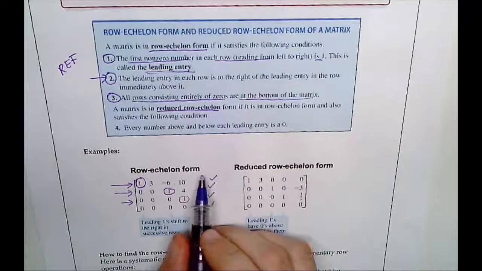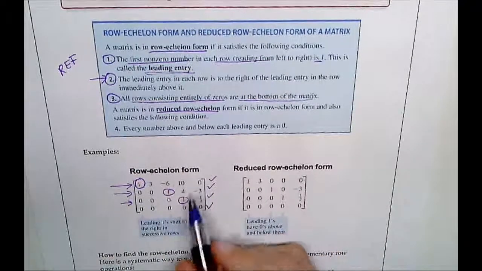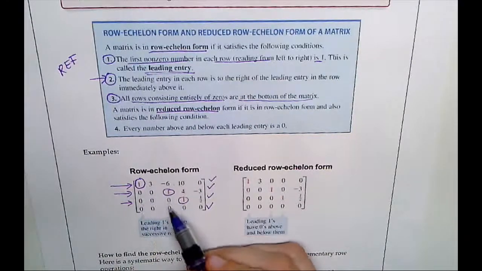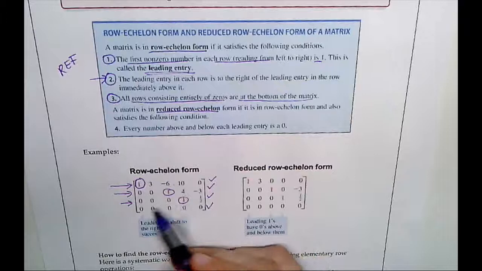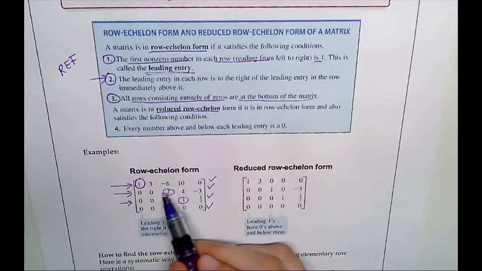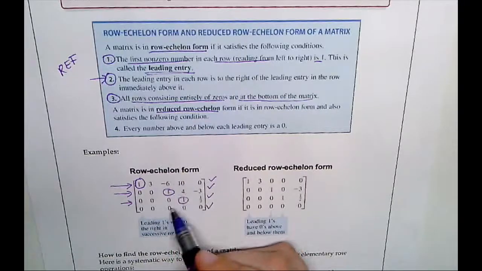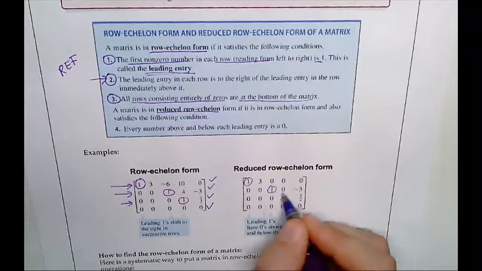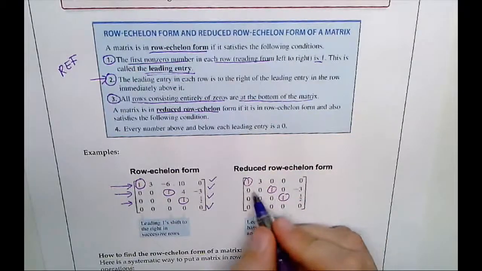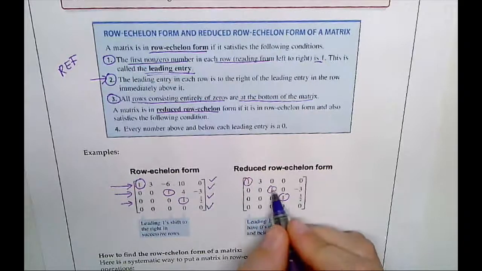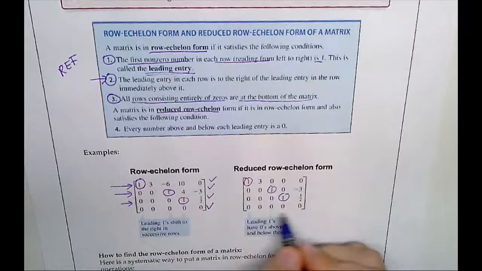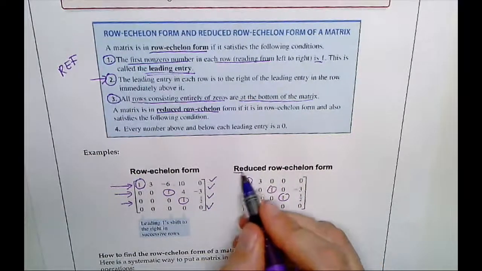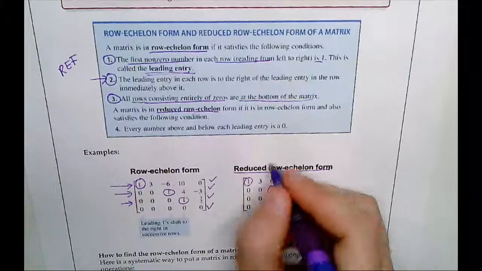Now, furthermore, if you look below each leading entry, all the values below each leading entry are 0. It just turns out that they're 0 because if they satisfy 1, 2, and 3, that's what's going to happen. Furthermore, if not only below each leading entry I have 0, but also above, so this is the leading entry, zeros below. This is the leading entry, zeros below and zeros above. This is the leading entry for row 3, zeros above and below. Then that's reduced row echelon form.